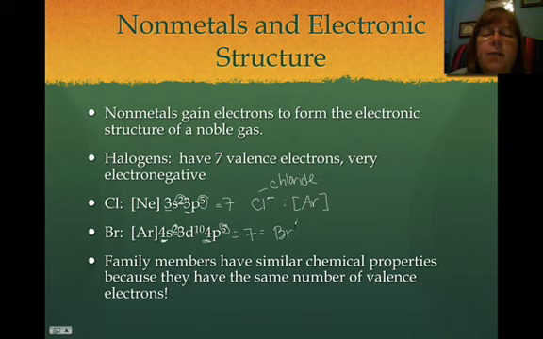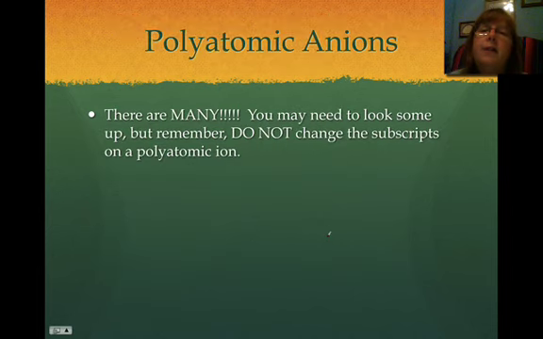If it were to gain just 1 more, it would have the electron configuration of krypton, and that would make it very stable. So indeed, that is the ion that chloride and bromide form. Again, we're seeing here that family members have similar chemical properties because they have the same number of valence electrons.